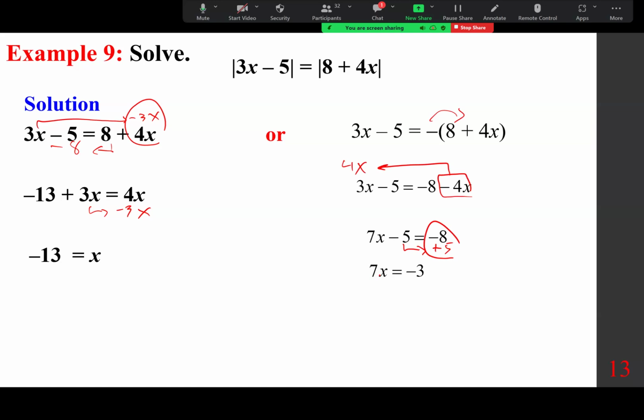And finally, I'm going to divide by 7. And now I have this answer. So there are two answers, negative 13 and negative 3 over 7. There are two answers. And I'm going to leave it for you to check it out. Let me check one of them for you again.